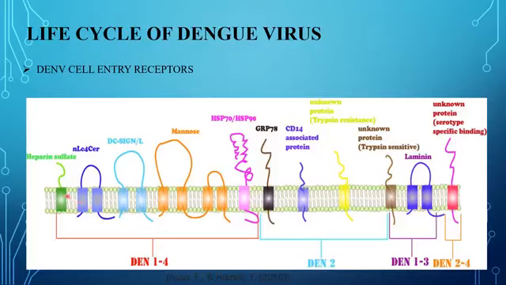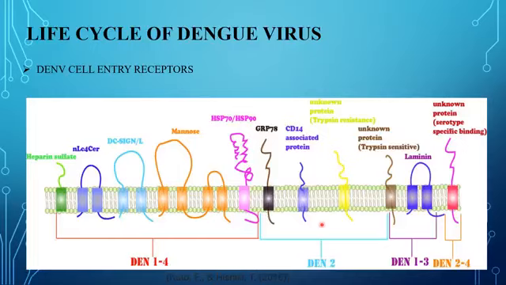For example, heparan sulfate, NLC4CR, DC-SIGN, and so on are the receptors to which all serotypes, 1, 2, 3, and 4, can bind, while the receptors which are specific only for DENV2 are GRP78, CD protein associated proteins, an unknown protein, and trypsin resistant proteins.